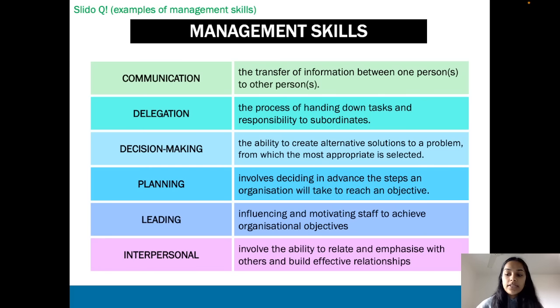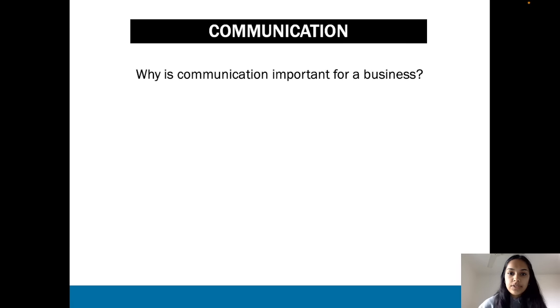And then we have our interpersonal skills. This is the ability to relate and empathize with others and build effective relationships. So this is about how the manager can build meaningful and positive relationships with its employees, and that's all done through interpersonal skills. Really empathizing with them and understanding where they're coming from are the ways the manager will use interpersonal skills as a management skill.